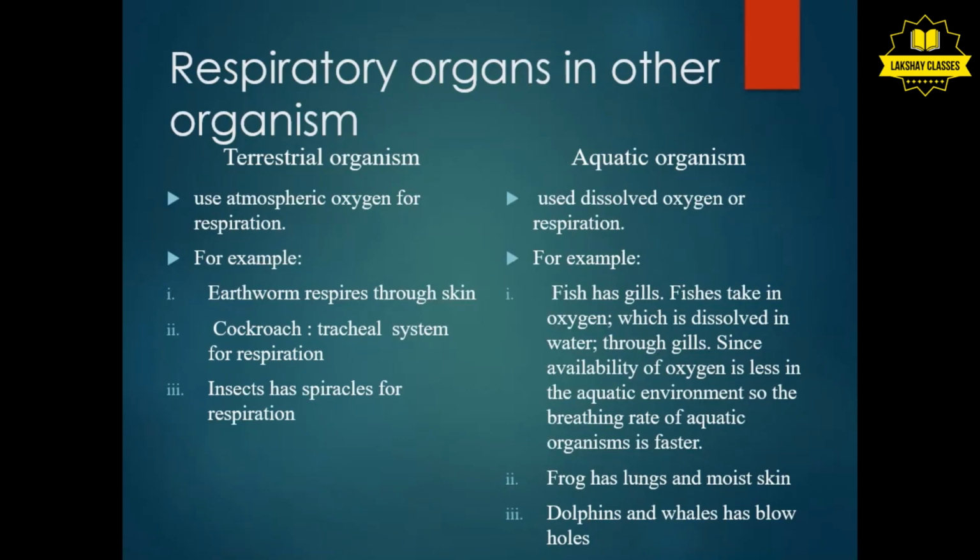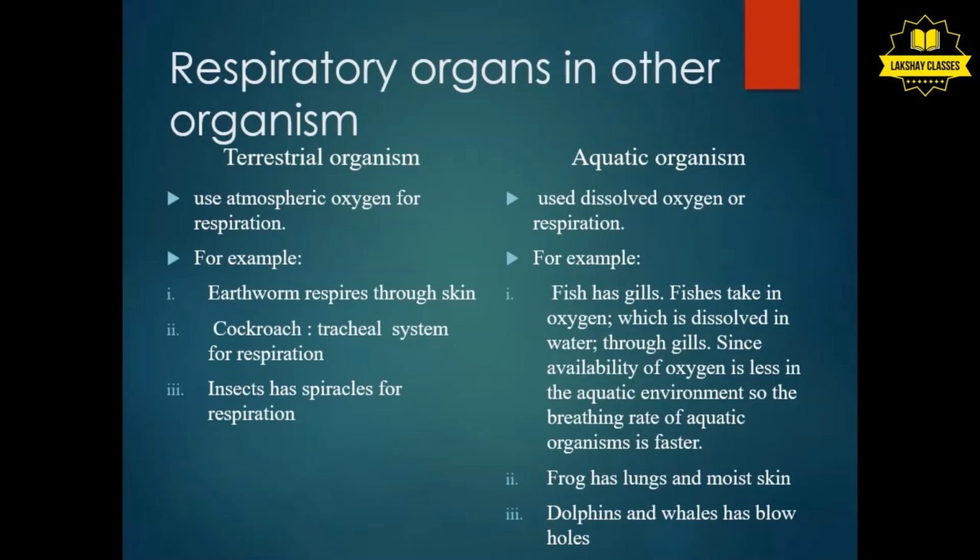So now we'll be going to discuss respiratory organs which are present in other organisms. In terrestrial organisms such as earthworm, it respires through skin. Cockroach has tracheal system for respiration. Insects have spiracles for respiration. In aquatic organisms, they are using the oxygen which is dissolved in water. So fish has gills for respiration.